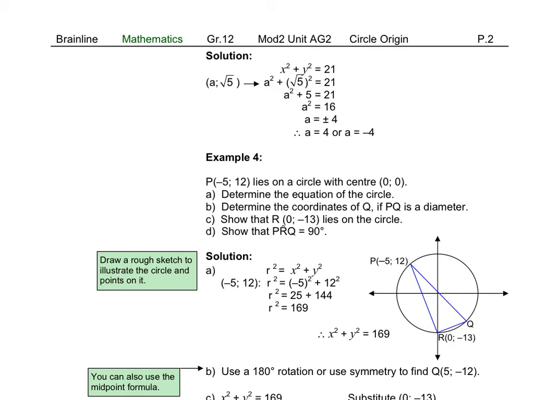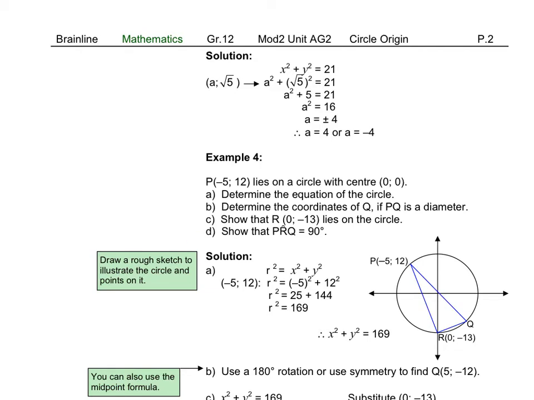Then in question C, we have to show that R (0, minus 13) lies on the circle. Now to do that, we can also just draw a rough sketch of the point R, and then we will work with the left-hand side and right-hand side separately in order to prove that this coordinate lies on the circumference of the circle.